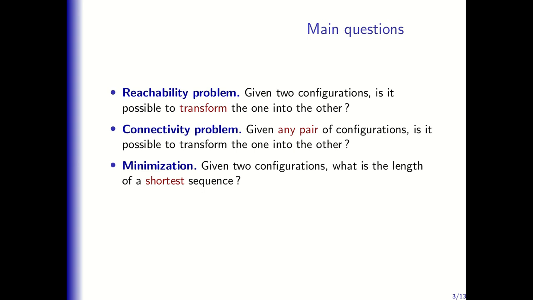The next one is the connectivity problem. Given any pair of configurations, is it possible to transform the first one into the second one? Again, for the Rubik's Cube, the answer is no. And the last one is, given two configurations, what is the length of the shortest sequence, if such a sequence exists? This is the question that is mainly looked at in biology, for instance.